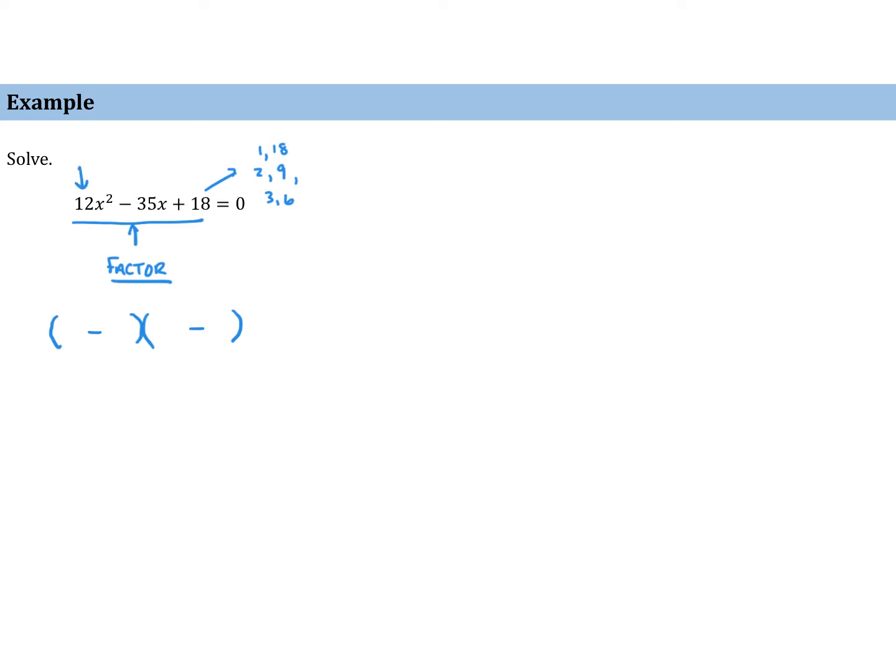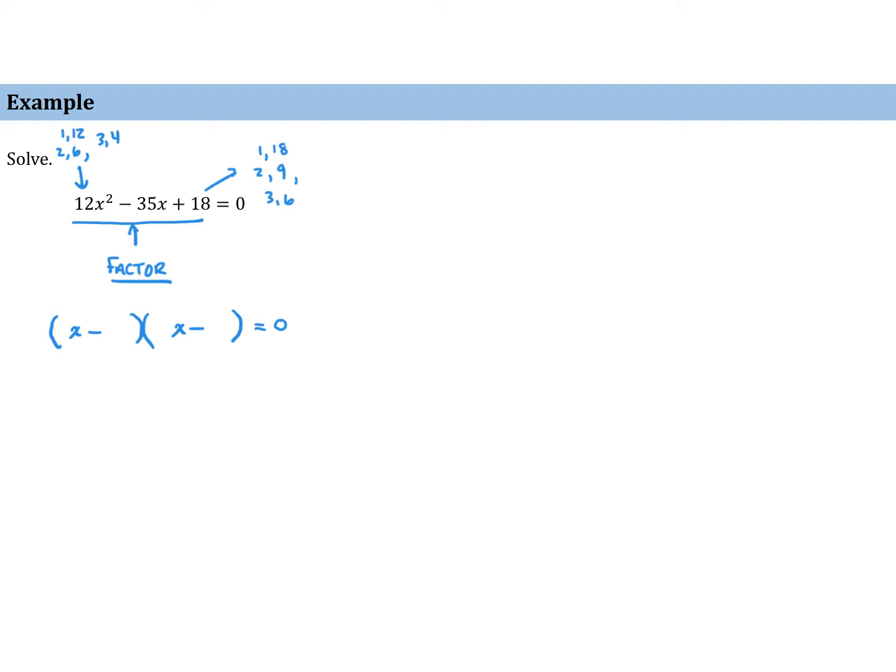Likewise, for 12x squared, the x squared will break up as x and x. Well, what about the 12? 1 and 12, 2 and 6, 3 and 4 are our options there. So through trial and error, maybe it would be a good time for you to pause the video and see what the factorization of 12x squared minus 35x plus 18 would be. So pause the video, try to factor the left-hand side, then restart the video and see what you obtain.